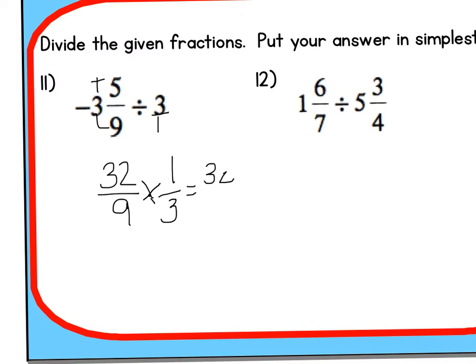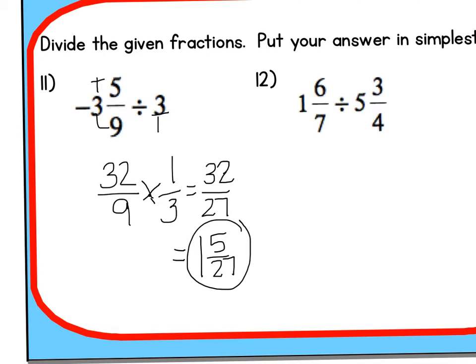32. Bottom times bottom is 27. Since the top is bigger than the bottom, I ask how many times does 27 fit into 32, which is once. And we have 5 left over out of 27.